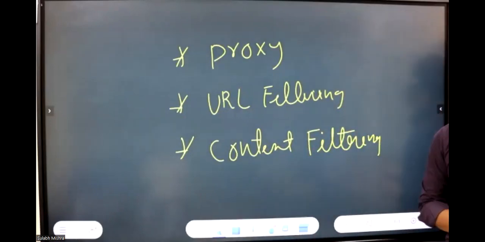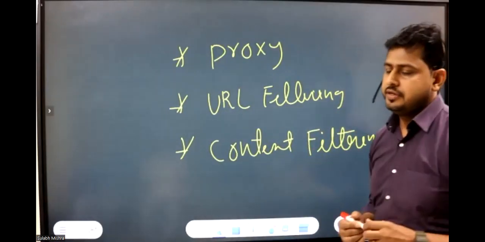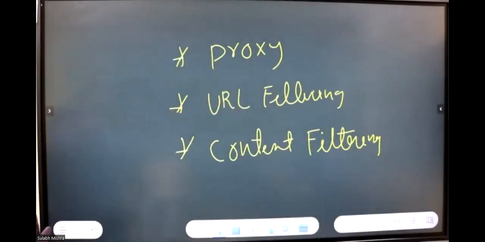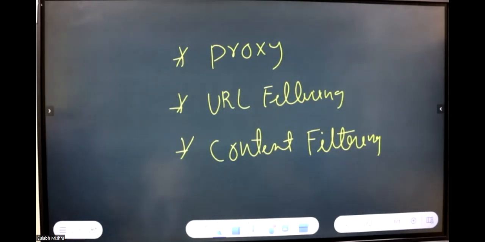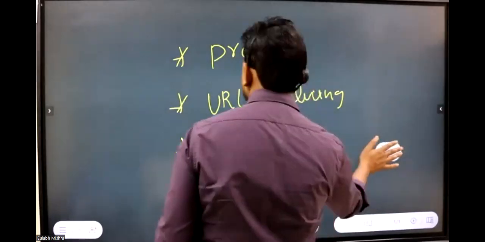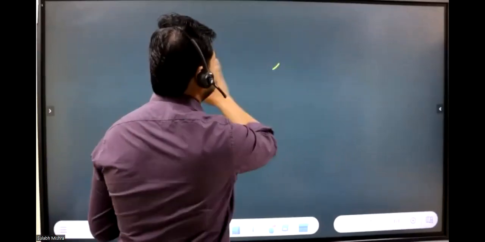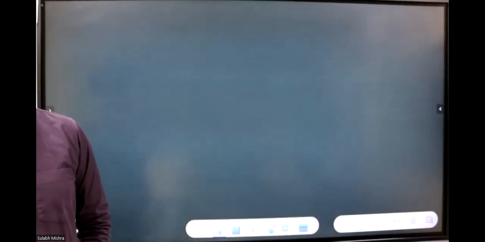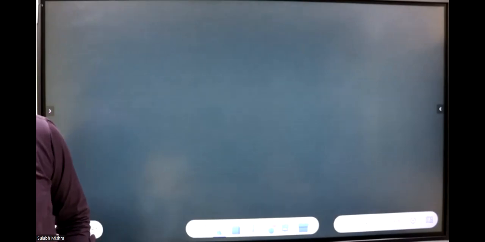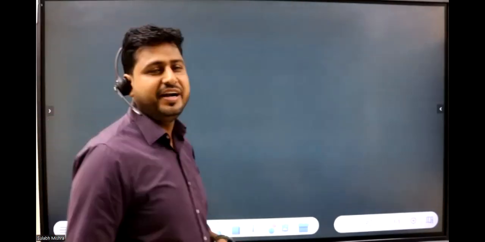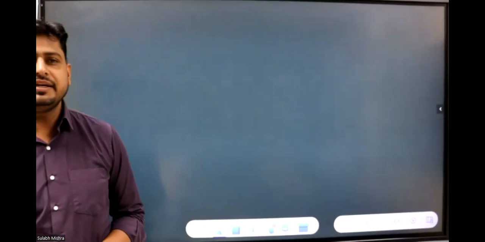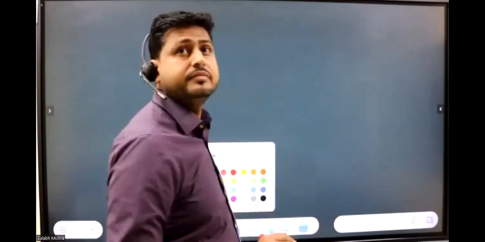Proxy, and after that, what is next? After proxy there is antivirus, IPS, IDS. Thursday, okay. Did you not write it? Could you not write it? Content filtering, proxy, content filtering, and third is URL filtering. Anything you can call, right?